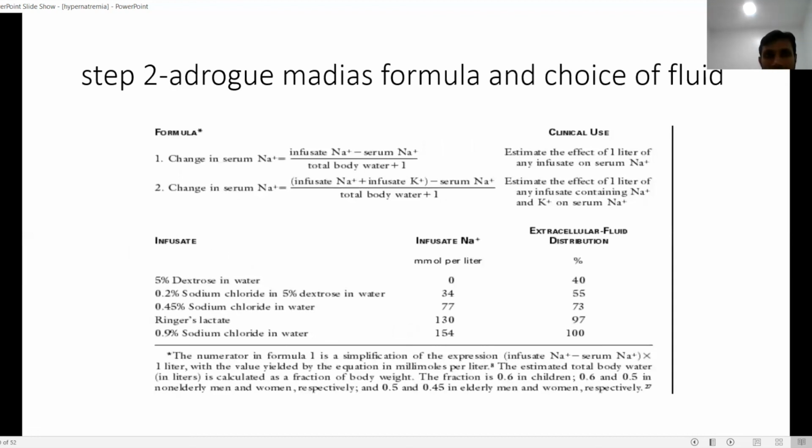Then the second step. This step includes the Adrogue-Madias formula and the choice of fluid that we are giving. With this formula, we will be able to know how much the replacement fluid we are giving will change the serum sodium concentration in this patient. So the change in serum sodium concentration formula is infused sodium plus infused potassium minus serum sodium, divided by total body water plus 1. If we are using 0.45% sodium chloride in water, the infusate sodium is around 77. 0.9% sodium chloride in water is around 154. If we are using 3% saline, it will be 514 millimoles of sodium per liter.